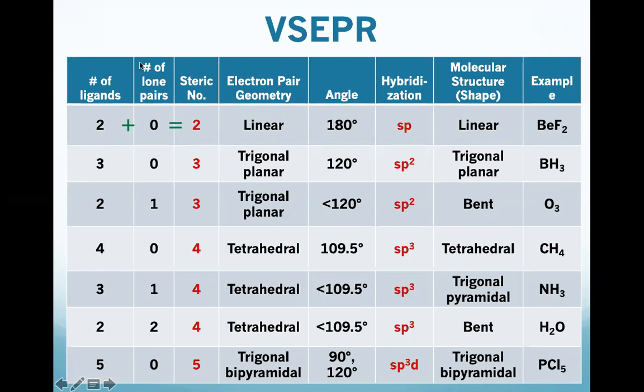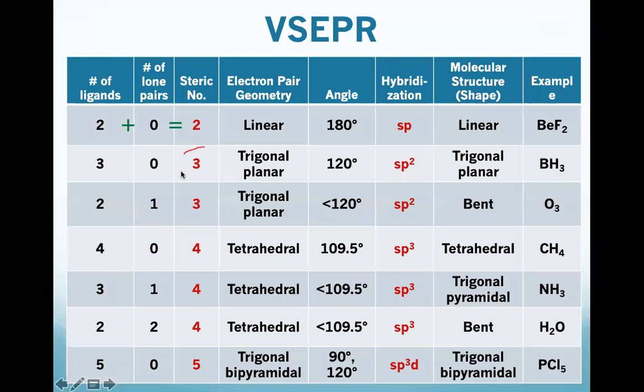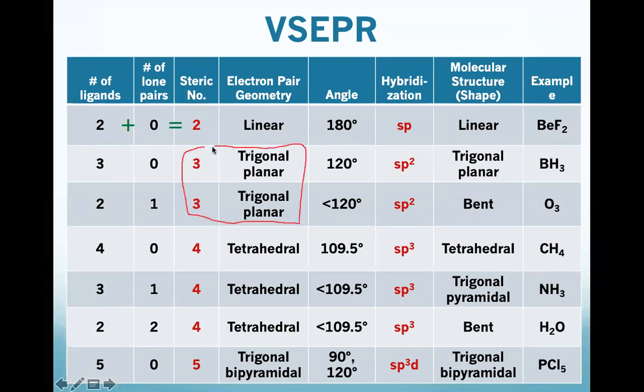Another pattern to note is that if you take a look here, all the ones with the steric number 3 have the same electron pair geometry. Electron pair geometry tells you, including the lone pairs and including the bonded atoms, how the electrons would be arranged, or how those electron pairs would be arranged. So all those with a 4 for the steric number would have a tetrahedral electron pair geometry and almost the same bond angle, almost 109.5, or around that.